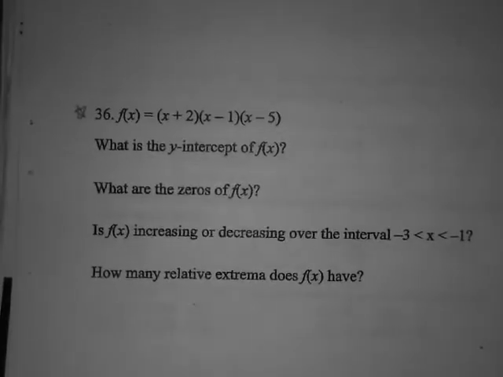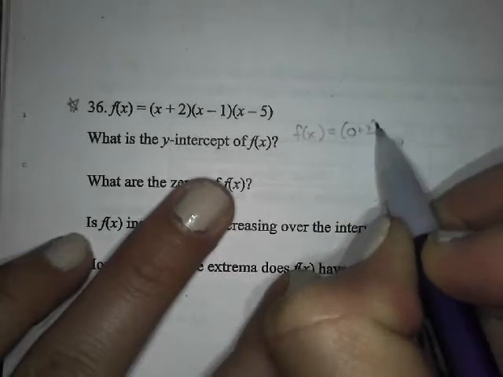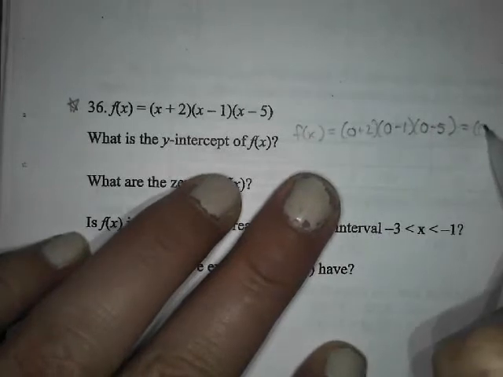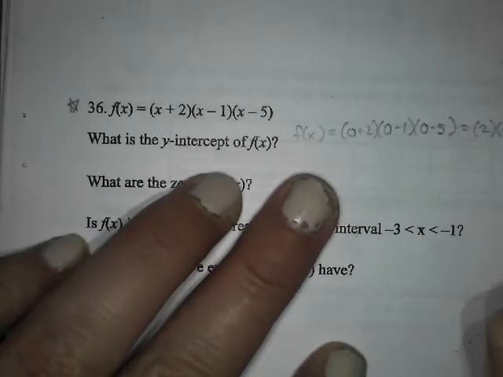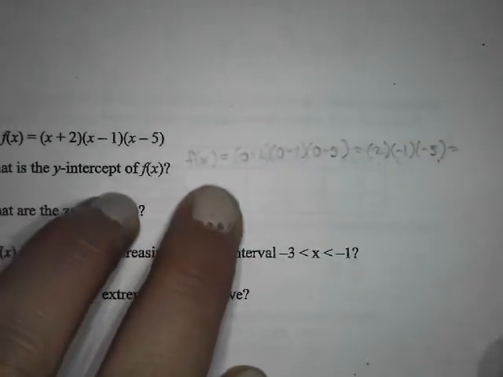So on 36, and your flashcard has some info on this. What is the y-intercept? Your y-intercept comes from setting what equal to what? Don't we combine those terms? X equal to 0, right? Nope, I'm just going to set x equal to 0. So my y-intercept is going to be 0 plus 2 times 0 minus 1 times 0 minus 5. That's 2 times negative 1 times negative 5. That's 2 times 5, which is 10. My y-intercept is 10.